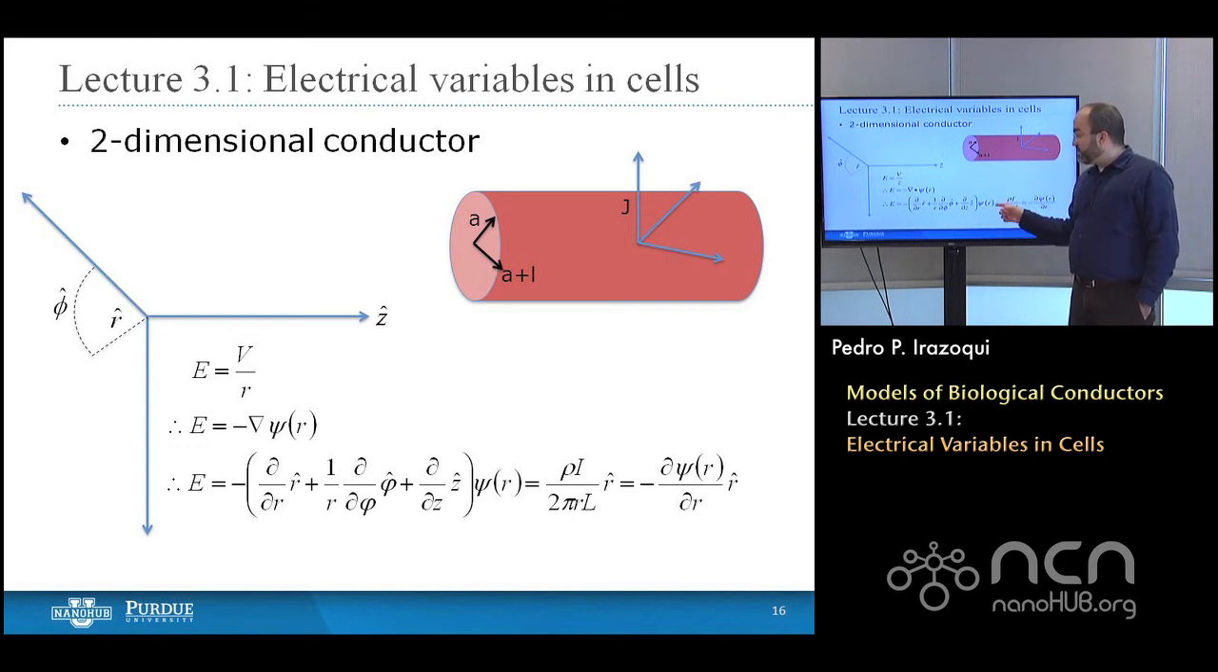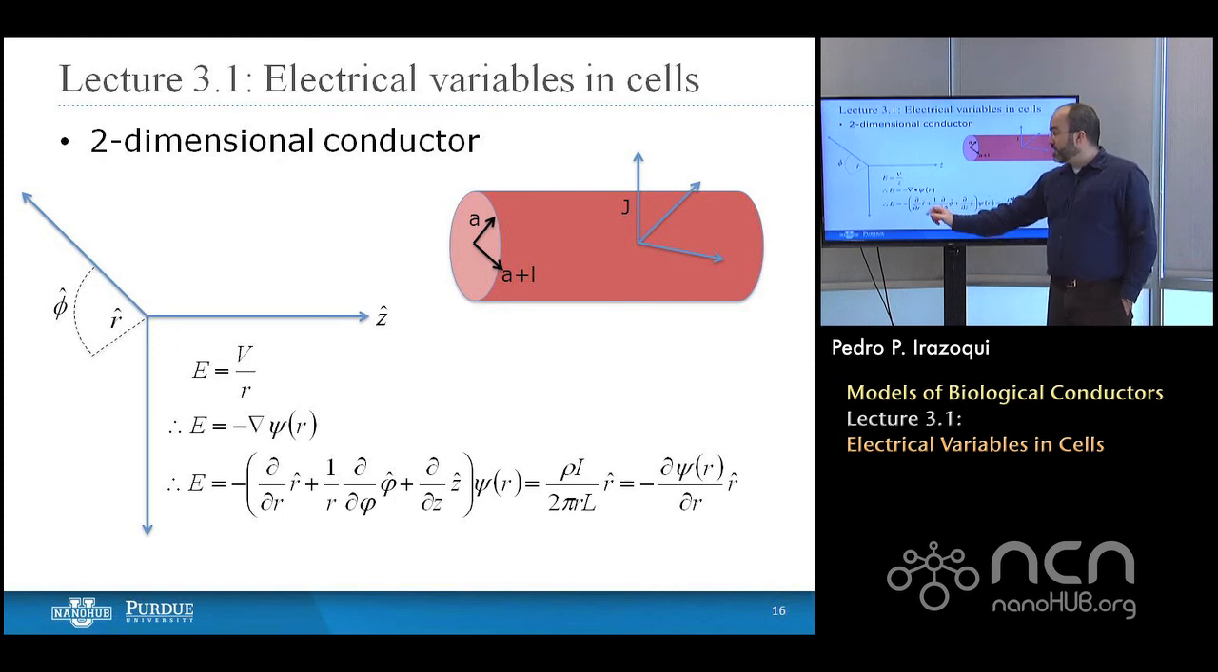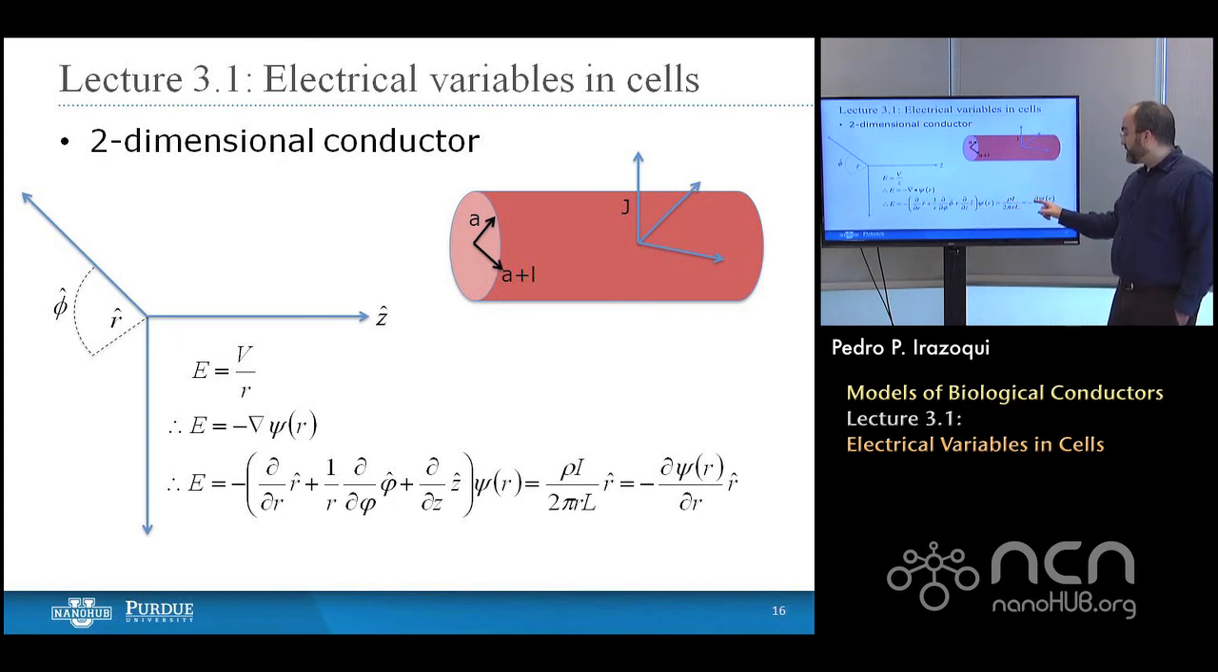And because the entirety of this voltage is in the R hat direction, when we take the dot product, R hat dotted with phi hat gives you 0, R hat dotted with z hat gives you 0, and the only term that is left is the R hat dotted with the R hat. So this is equal to the negative partial derivative of psi, as a function of R, with respect to R. And that is equal to what we know the electric field to be, which is rho I divided by 2 pi times the radius R multiplied times L. So here is the electric field as a function of the radius.